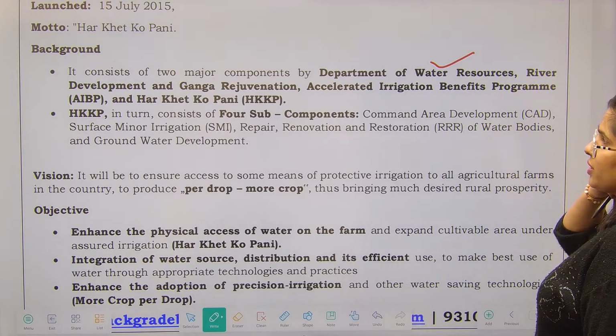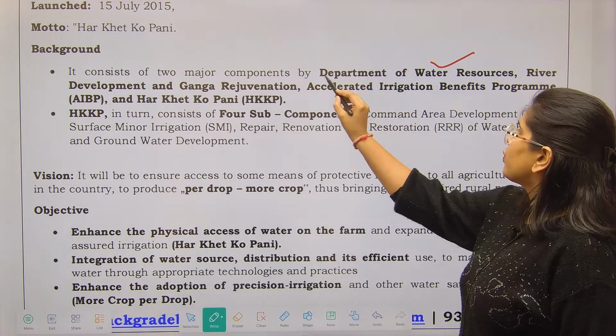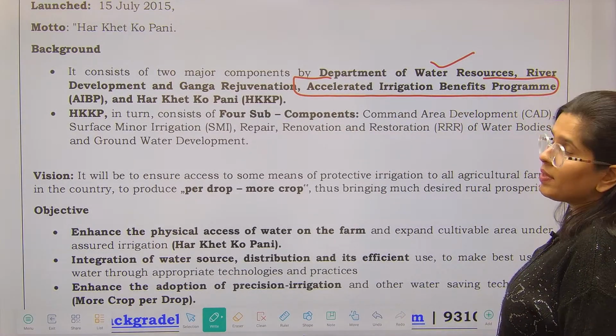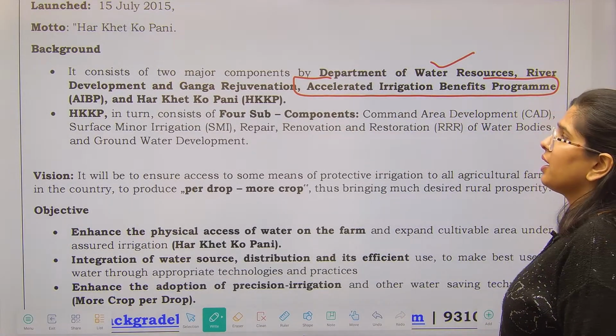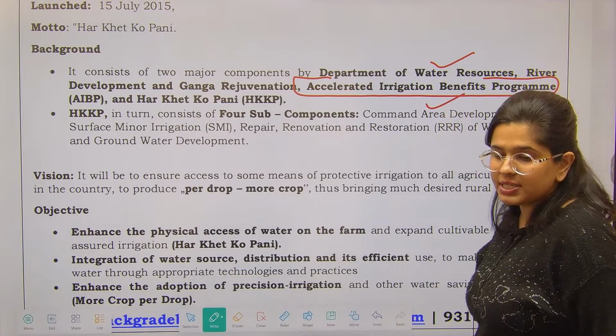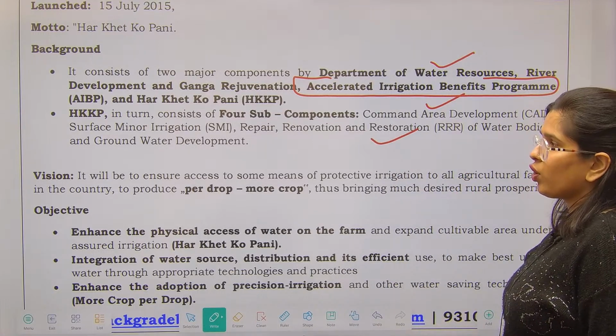Through the Department of Water Resources, the number one component is the Accelerated Irrigation Benefits Program. And then Har Khet Ko Pani. In Har Khet Ko Pani, there are again sub-components, for example, Command Area Development, Surface Minor Irrigation, and Repair, Renovation and Restoration of the water bodies.